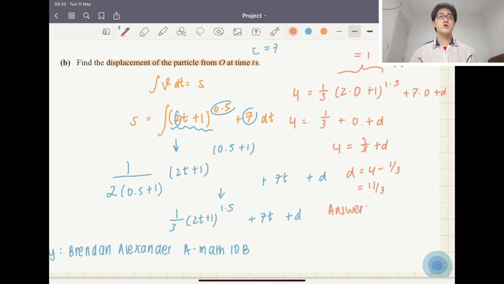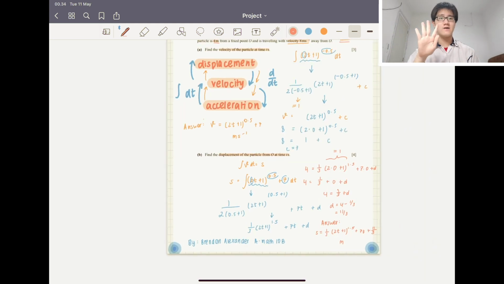So your answer should be 1 over 3 times (2t plus 1) all to the power of 1.5 added by 7t added by 11 over 3. And don't forget the units, which is meters. Okay? There you go. You solved this 7-point question in just 5 minutes.